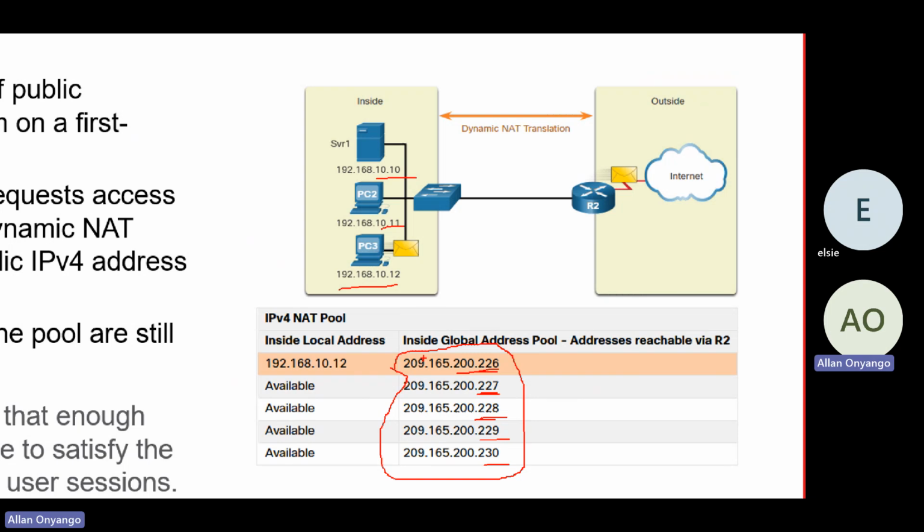Let's say we have 10 more PCs that need to access the internet. If you had 10 more PCs, but we only have 5 public IPs, only 5 PCs can communicate to the internet simultaneously. If we had more than 5, let's say 10, the other 5 computers will have to wait until the sessions of the first 5 devices have been terminated.